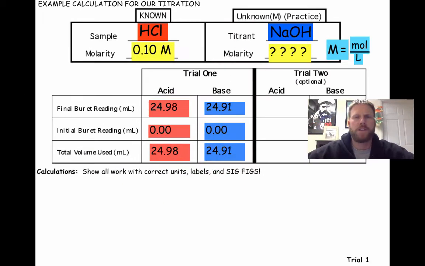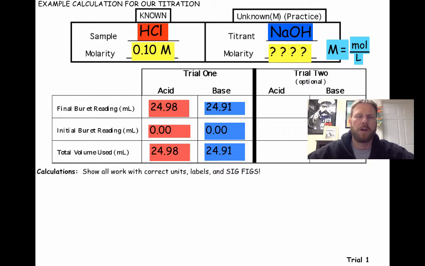For the strong acid, strong base titration from the last video, I used HCl, hydrochloric acid, for my strong acid. The concentration was 0.1 molar. The strong base I used was sodium hydroxide, NaOH. I did not know the concentration of the base. The purpose of this calculation is to standardize the base solution. When you standardize a solution, you determine the exact concentration of that solution.